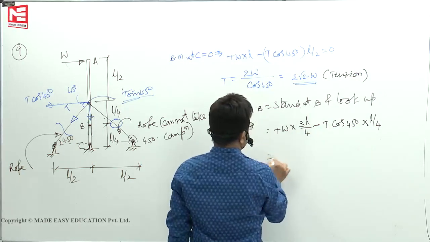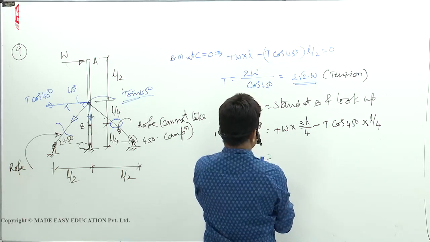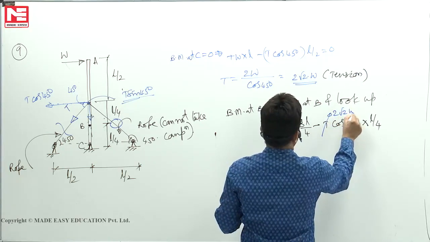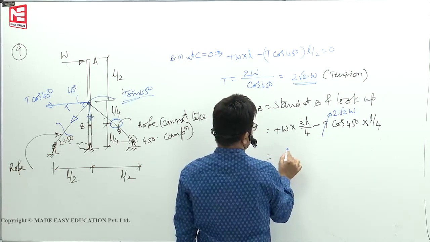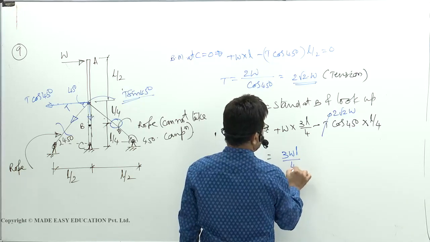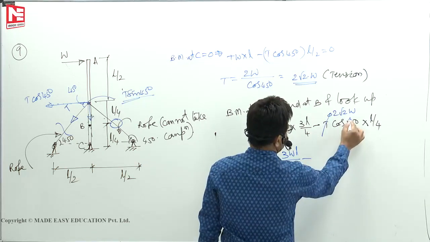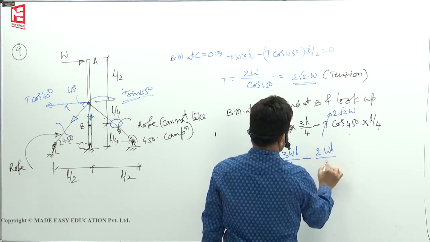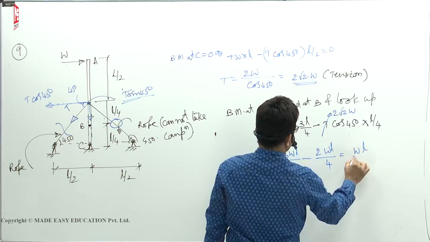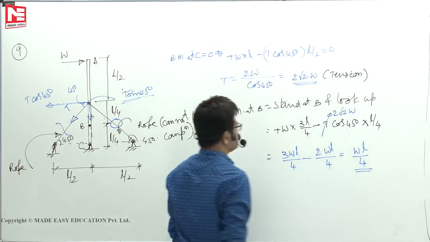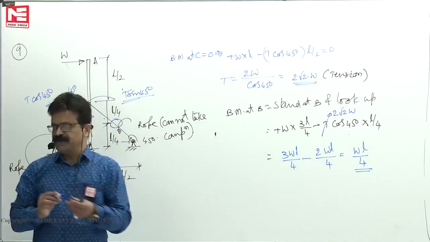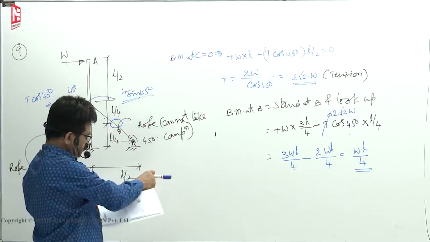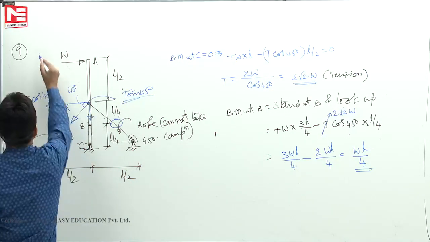That's all. So what is T here? T is 2 root 2 W. So 3WL by 4 minus 2 root 2 cos 40, which means 1 by root 2, cancels out, minus 2WL by 4. So you will get WL by 4. So the bending moment at B is WL by 4. So the answer is WL by 4. Ninth question, C is the option.